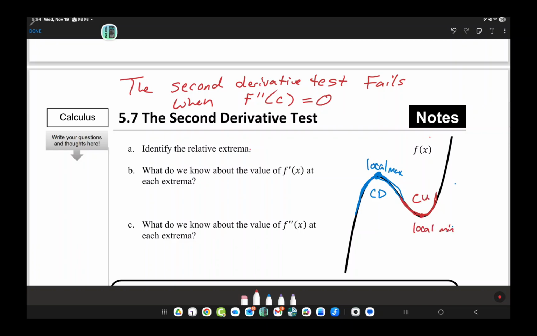So you can find your critical points and then plug them into the second derivative to see if it's positive or negative. If you get positive, that means it's concave up, making it a local min. If you get negative, it means it's concave down, you have your local max. The problem is, if it's not positive or negative, then what do we do? We have to do the first derivative test. If you get 0 when you plug in your value, you cannot do the second derivative test.